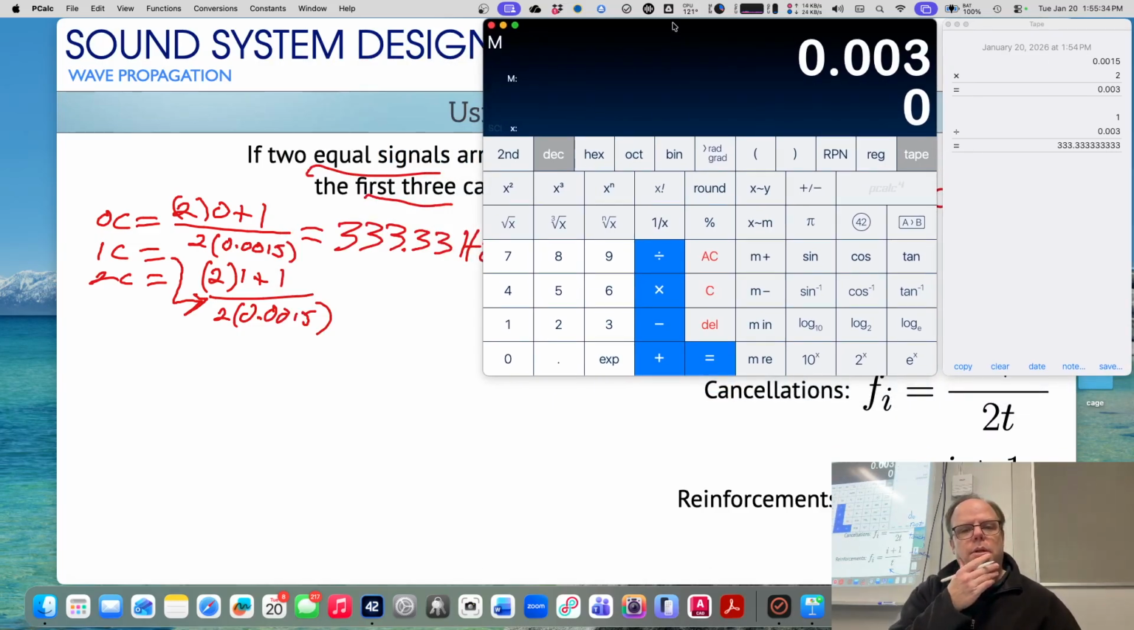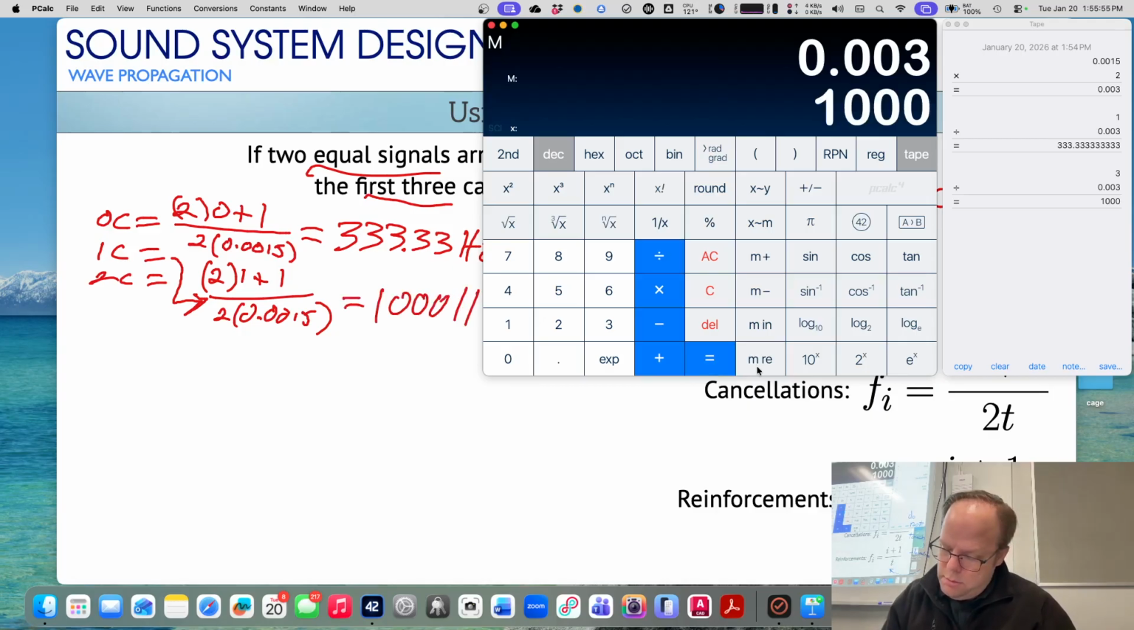So the bottom part is the same, right? So I don't have to do that again. That's why I'll put it in the memory so I can just use this number over and over again. So now we're going to do 2 times 1 plus 1. So 2 times 1 is 2, plus 1 is 3. So 3 divided by that number, and I get 1,000 hertz. You could also call that 1 kilohertz.